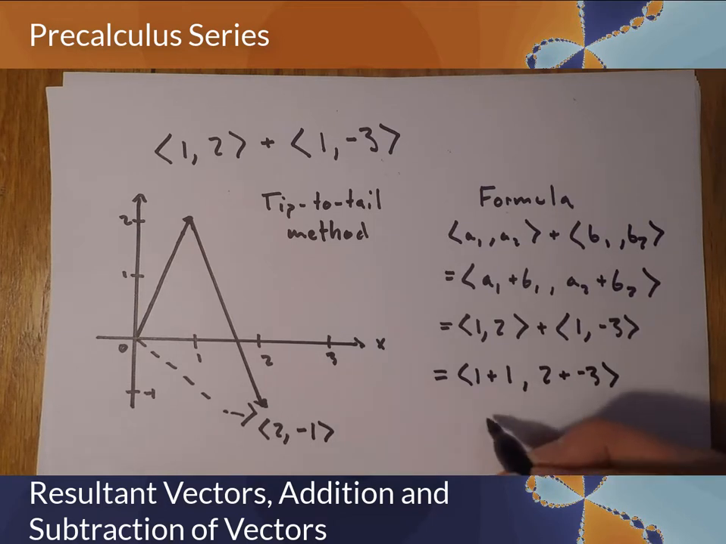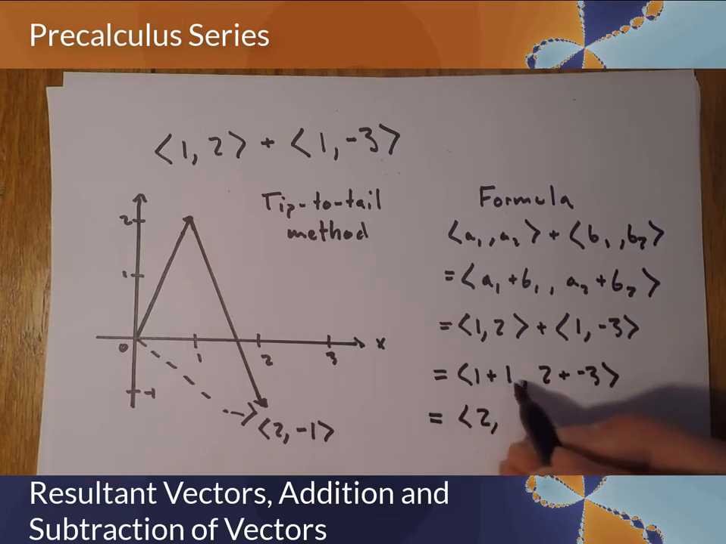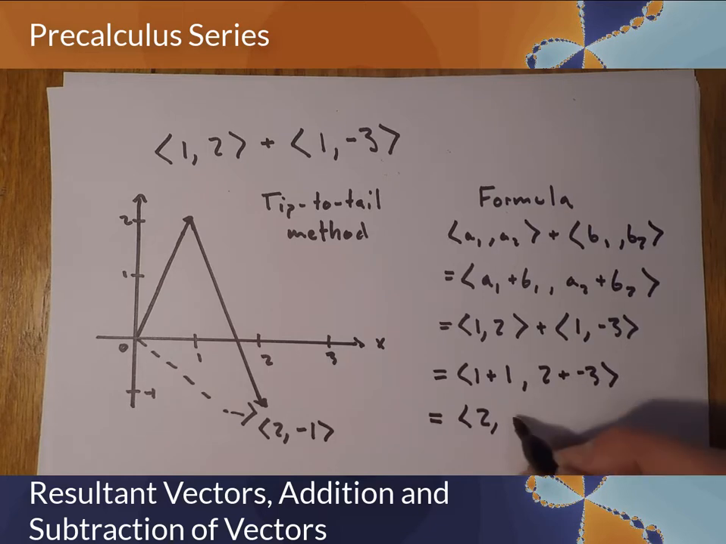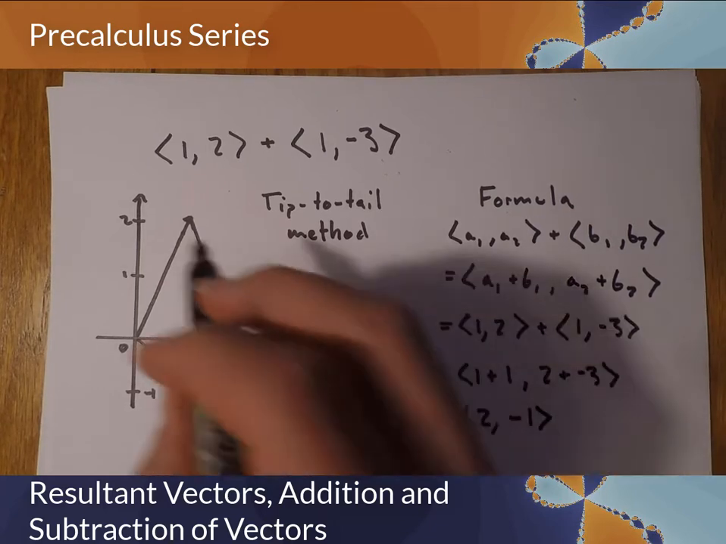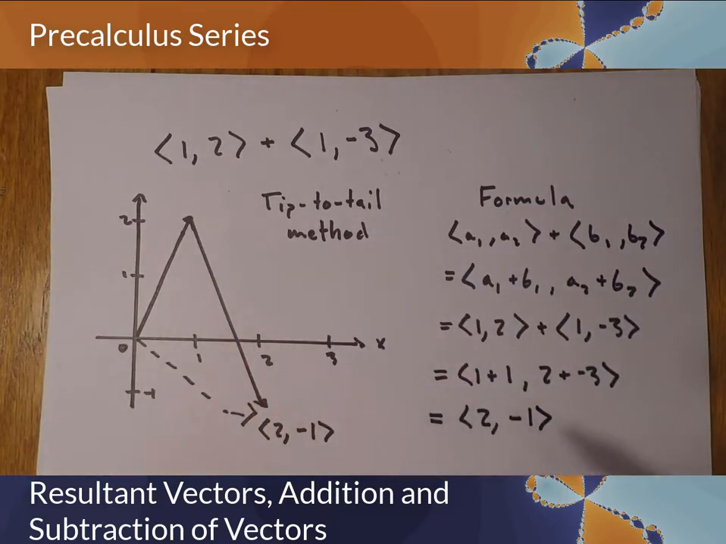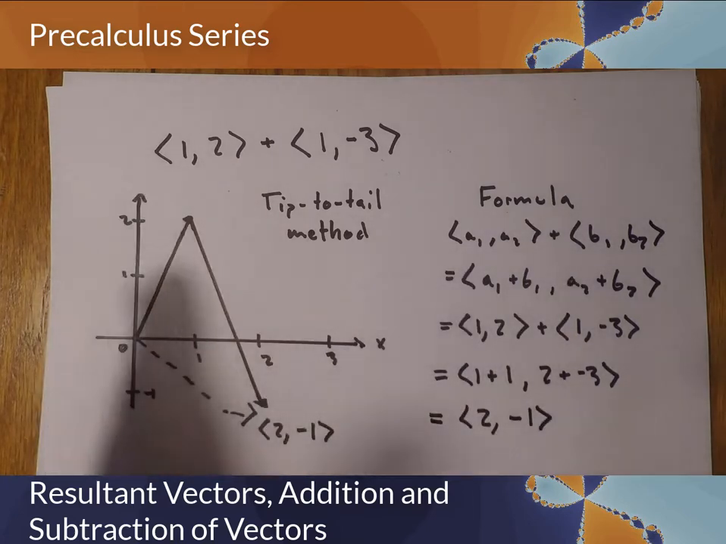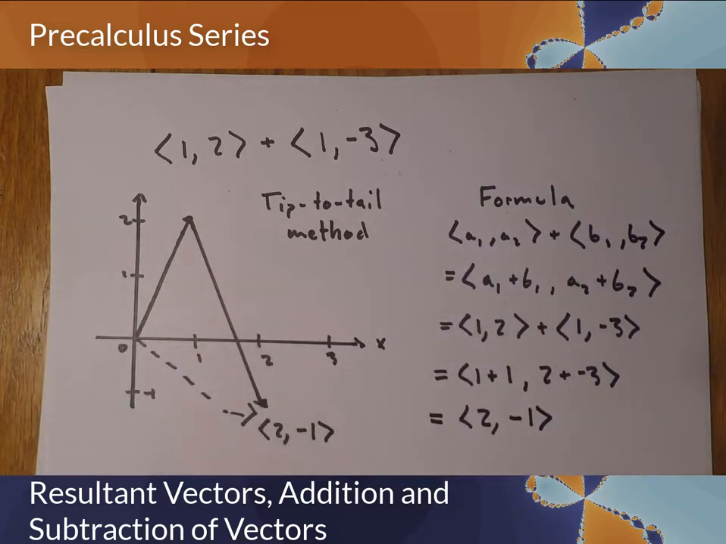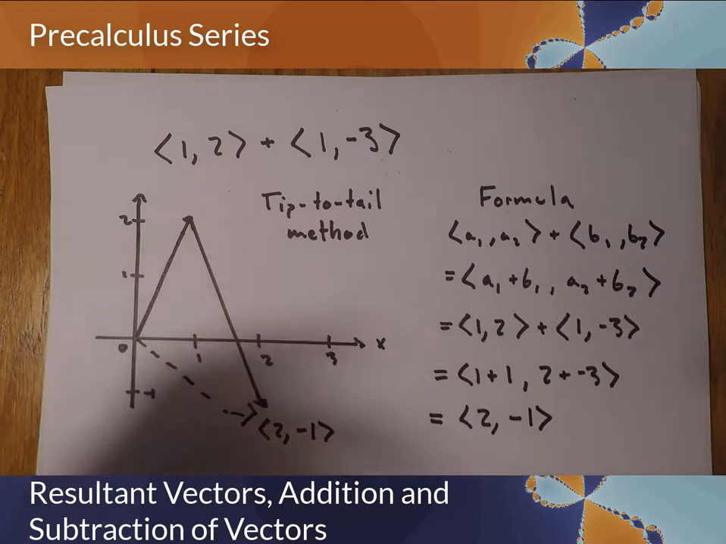And then what you get is your final resultant vector, which is 2, because 1 plus 1 is 2, the x component. And then 2 plus negative 3, that's negative 1, which is exactly the same as what we got in the tip to tail method. So don't get afraid when you see negative values. You can still use the same methods, and I just wanted to make that point clear before we moved on to our next topic, subtracting vectors.